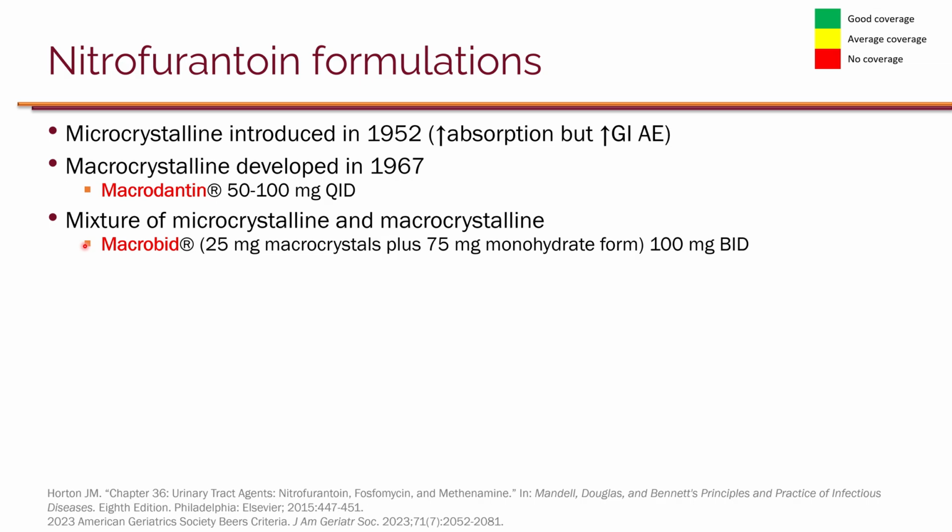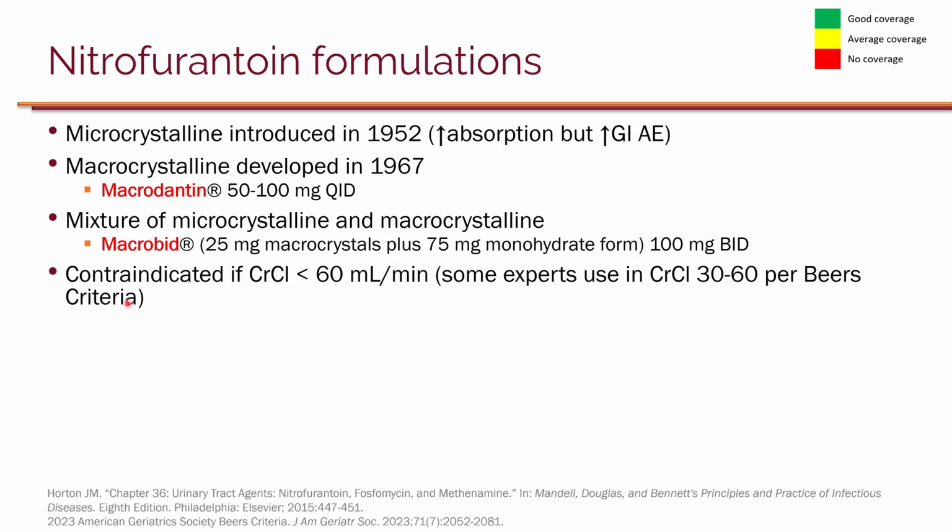And later, a mixture of macrocrystalline and macrocrystalline formulation was developed. So about 25 milligram macrocrystalline plus 75 milligram of macrocrystalline. So this was a little compromise: improved absorption with a little GI adverse effect. So Macrobid, which is the preferred nitrofurantoin formulation, is available on the market, and this is 100 milligram given 2 times a day, BID, and that's in the name Macrobid BID. Now, it is contraindicated in the package insert in patients with creatinine clearance less than 60. However, clinically, we do use it as long as creatinine clearance is over 30, and you can see Beers criteria to support this recommendation.